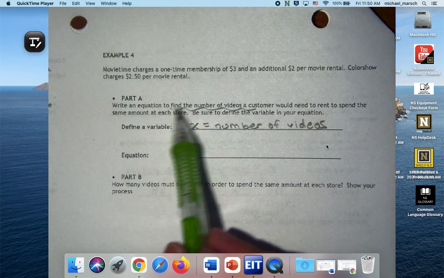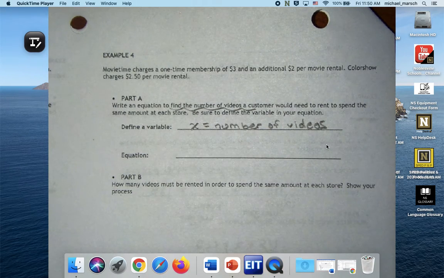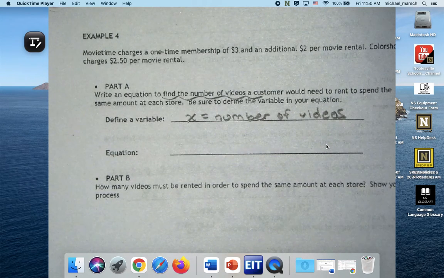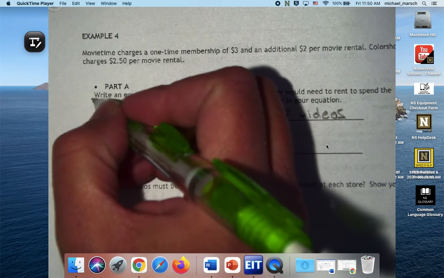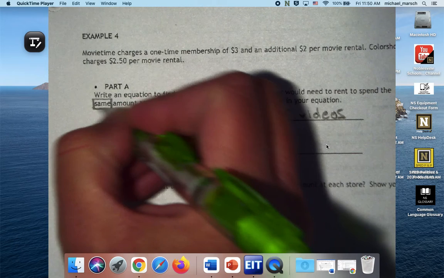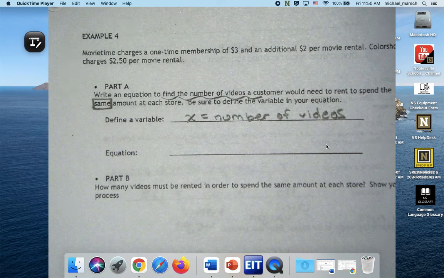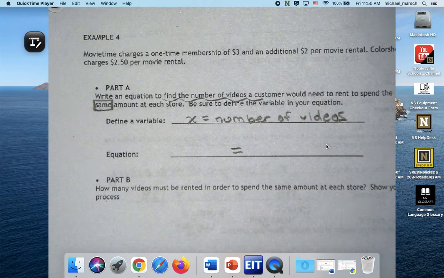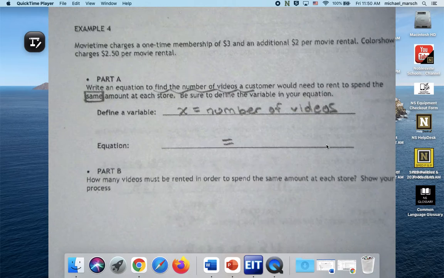Notice that we have the word find again at the front, right? That's not an accident. Okay, then we have this word same here. Everybody put a little box around the word same, because that's going to change kind of how we solve this. What does the word same mean in math? Equal. So let's put an equal sign right here in the middle.